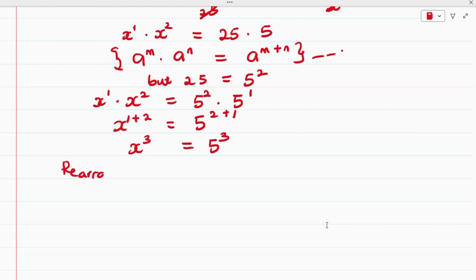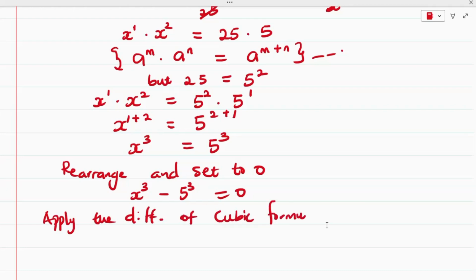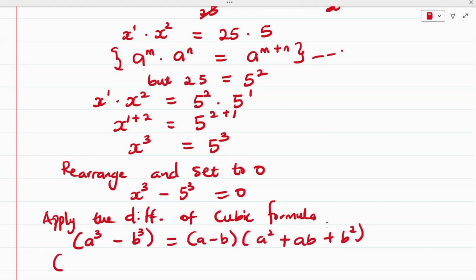The next thing you want to do is to simply rearrange and set the equation to 0. So this becomes x raised to the power of 3 minus 5 raised to the power of 3 is equal to 0. We want to simply apply the difference of cubes formula. If we have a raised to the power of 3 minus b raised to the power of 3, this is equal to a minus b into a squared plus ab plus b squared. So we have that x raised to the power of 3 minus 5 raised to the power of 3 is equal to, now x is a and 5 is b.